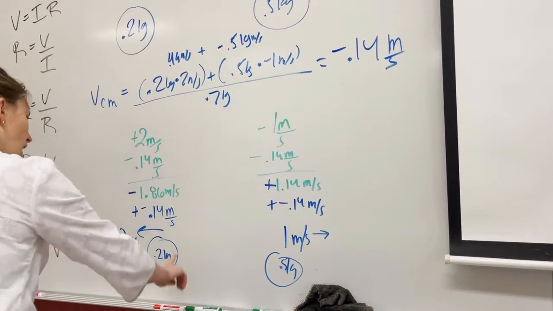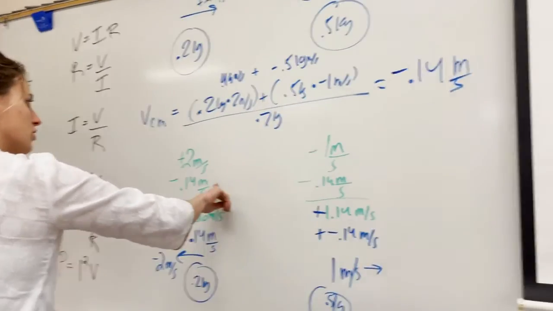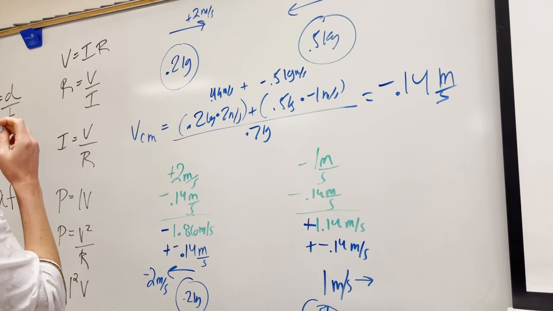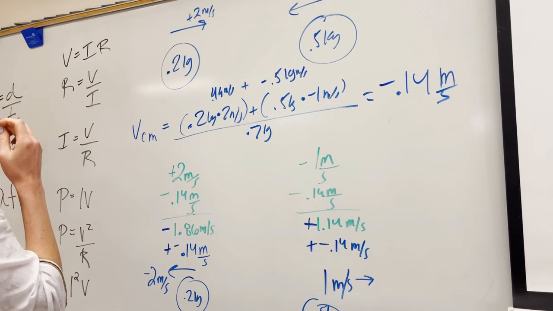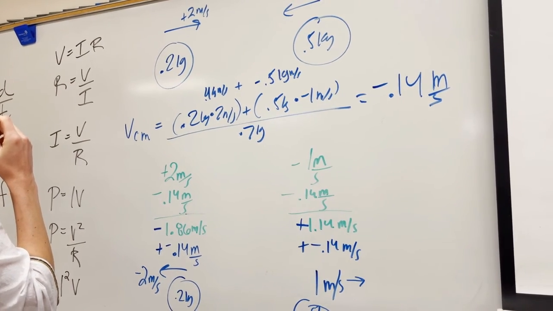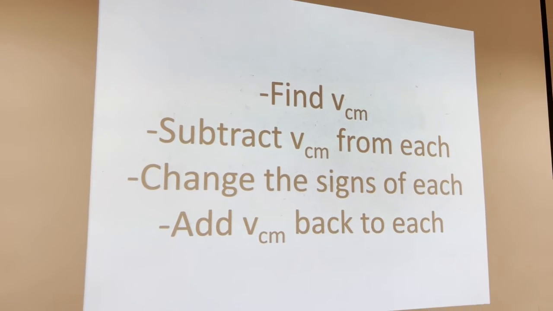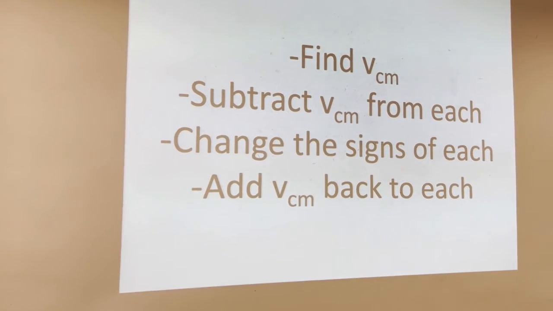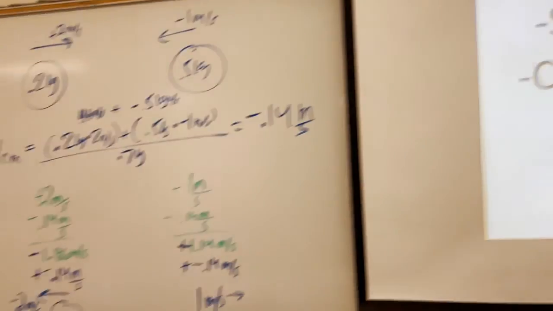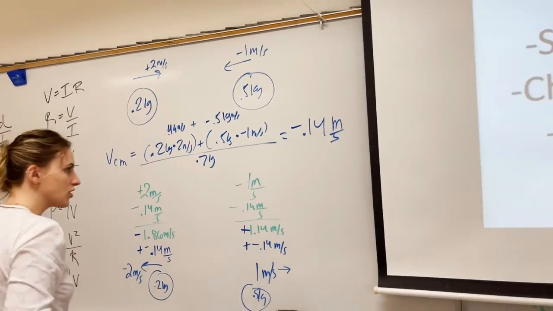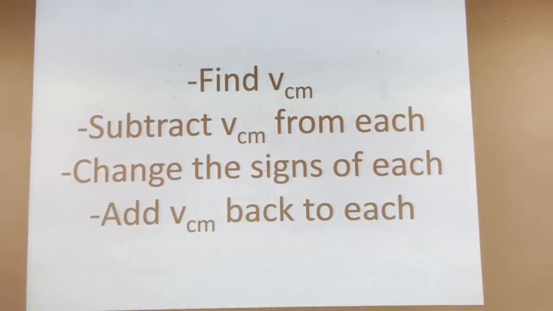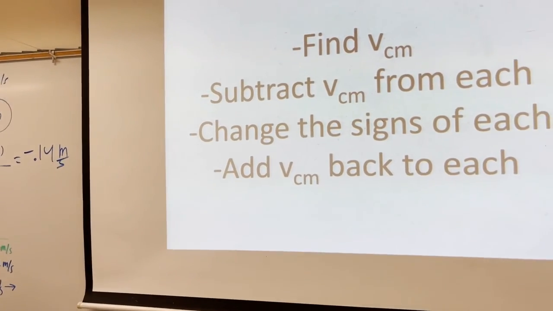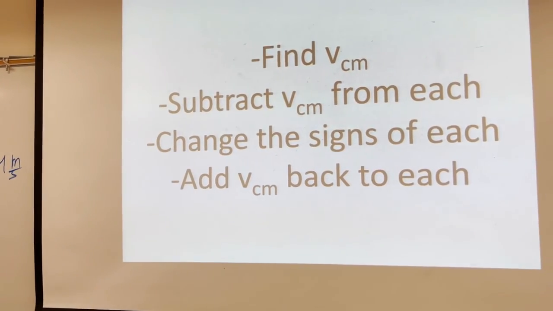Now, are you sure that we used this original one? We don't add it back to the original velocity there? Subtract the velocity of the center of mass from each, change the signs of each, and add the velocity of the center of mass back. No, we did it right. We did it right? Okay. There's a way you can check this. I can't remember, we'll skip that for now. Let's just go on. I think this is our last slide here.